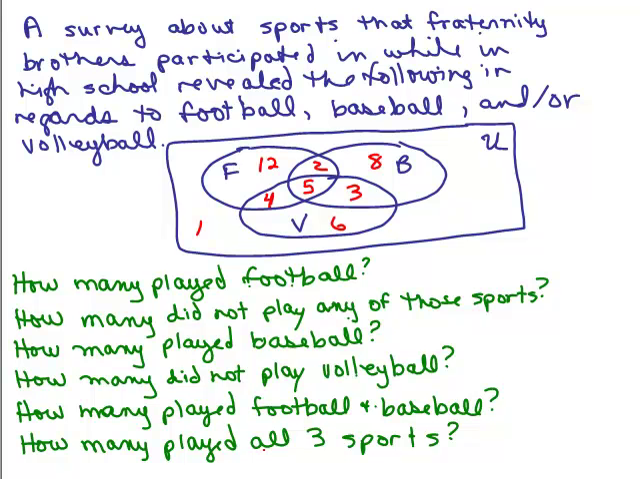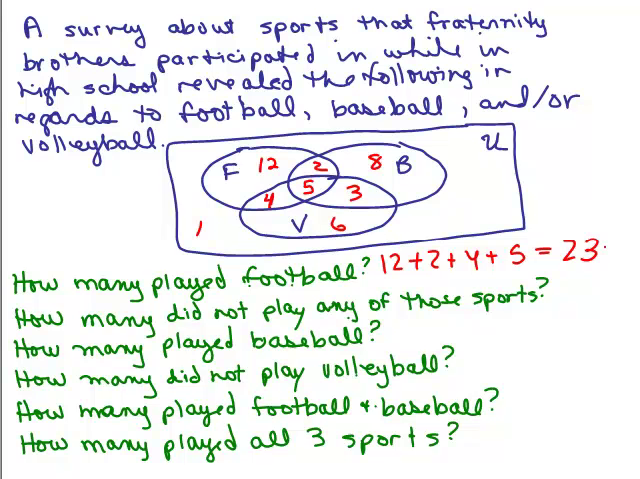First question, how many played football? So we want to look at the circle for F, right? F is football, B is baseball, V is volleyball. So in football, what do we have here? There's 4 regions here, 12, 2, 5, and 4. That's the total number of people that played football. So I'm just going to write down what I'm adding: 12, 2, 4, and 5. So is that 14 and 9? Is that 23? So we've got 23 people played football.